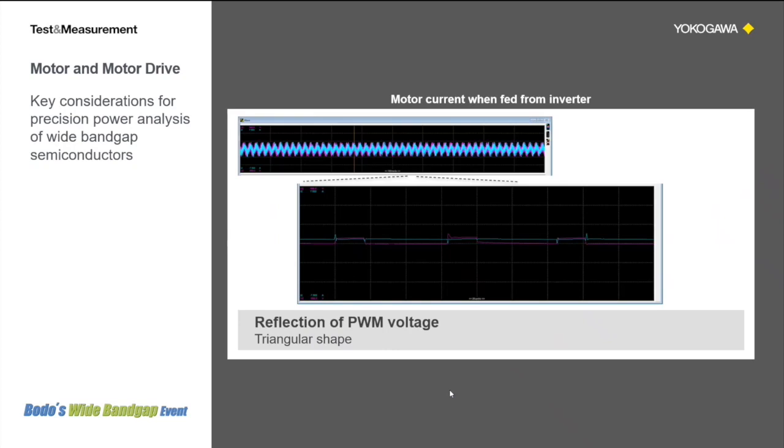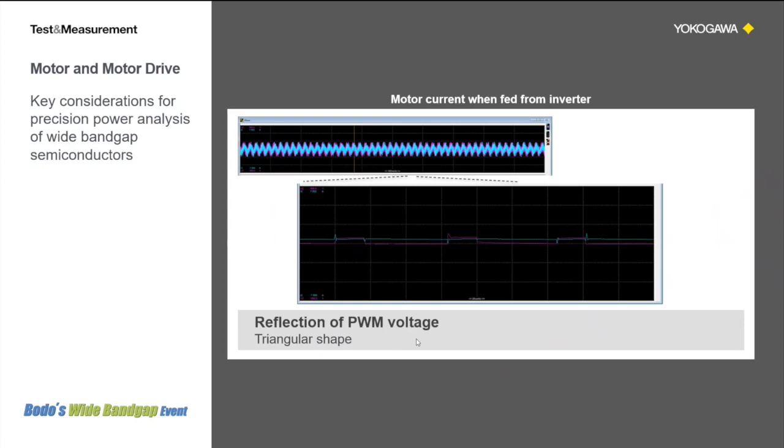If we zoom in on the waveforms, we can see in purple the pulse width modulated voltage with steep flanks, and in blue the current waveform. And here we can see clearly the reflection of the pulse width modulated voltage on the current signal. At each edge we can see a triangular waveform shape in the current, as it cannot respond fast enough to follow the square wave of the voltage.